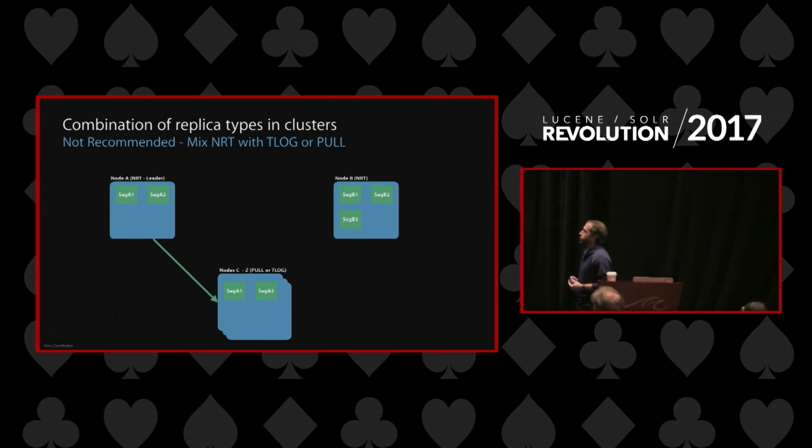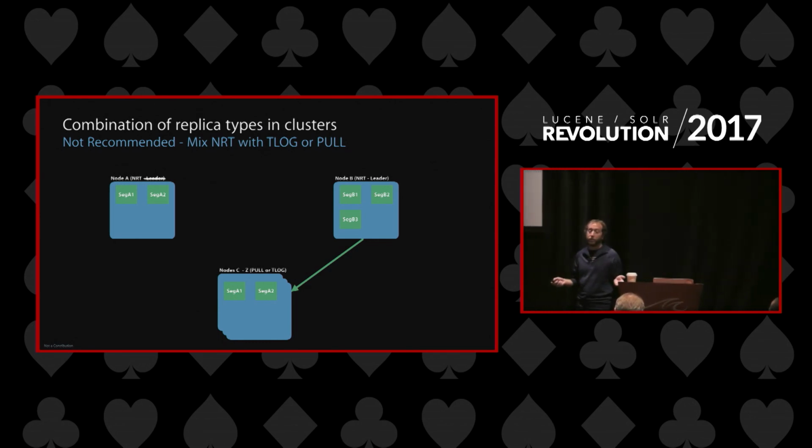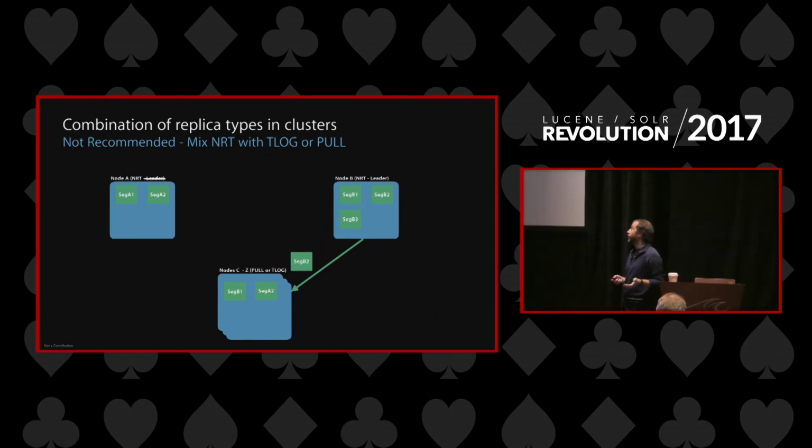So node C is replicating from node A, so it has segment A1 and A2. B is not replicating because it's near real time. It's generating its own segments. If there is a leader change, all the replicas that are T-log or pull will download everything. And that is a problem, right? See how, in this case, we can have multiple nodes that are pull or T-log, and they will all need to download all the index.